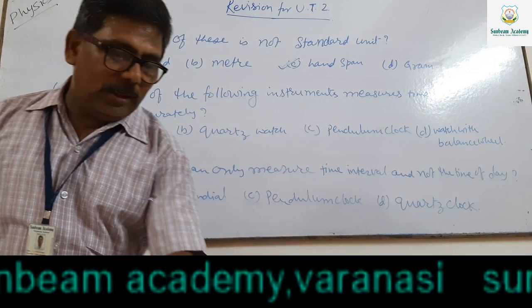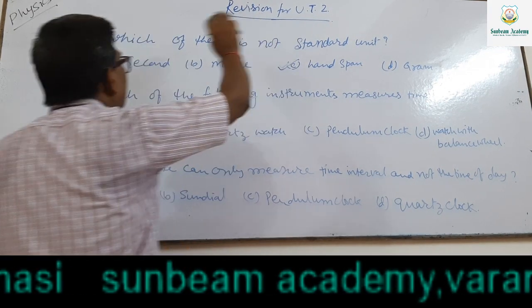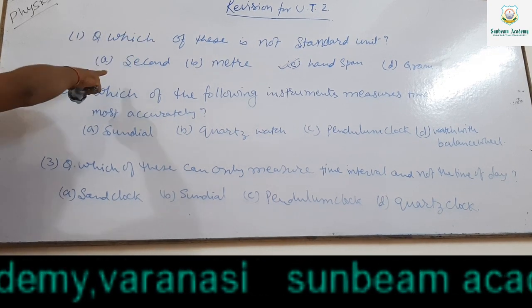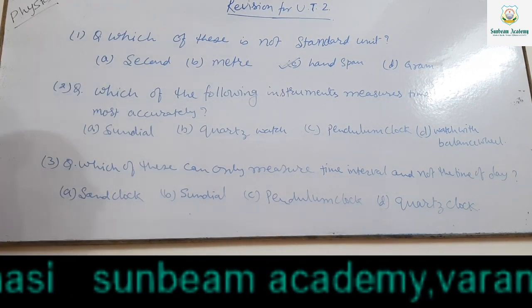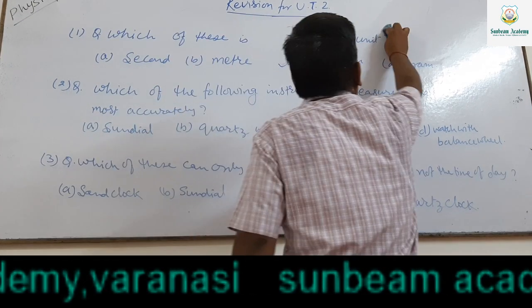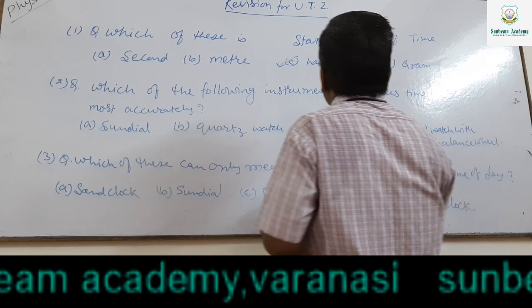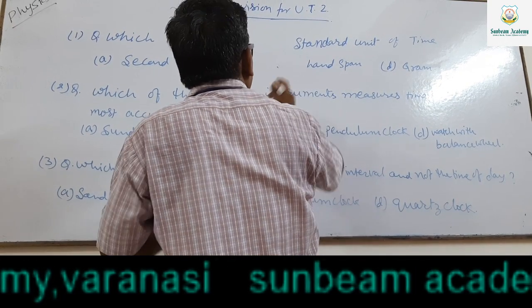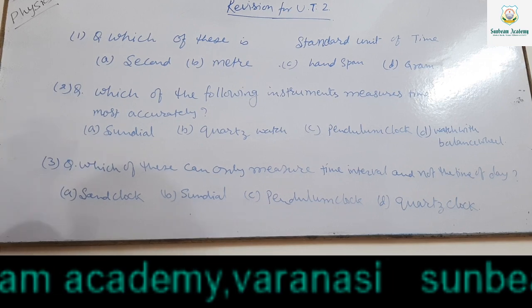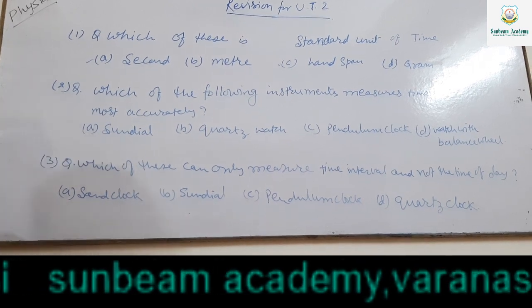Now, in this question, we can change it by changing a simple word. Suppose, from this question, which of these is not a standard unit? The answer is hand span, that is option C. Now, if I rub it from here, not is removed, and here I am writing which of these is the standard unit of time, then what will be the answer? The answer will now be second. The standard unit of time is second.